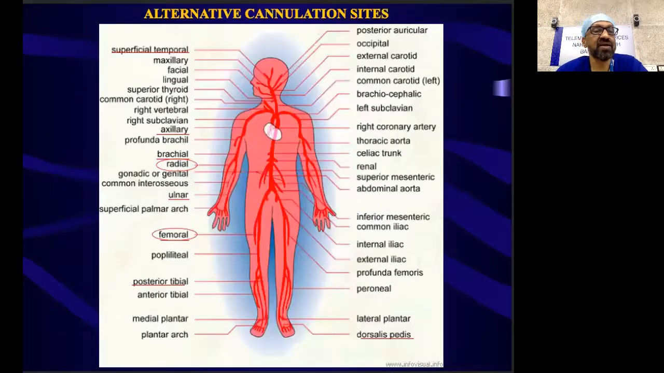Coming to the sites of arterial cannulation, the most commonly used sites are the radial artery and the femoral artery. Additionally, superficial temporal, axillary, brachial, ulnar, posterior tibial, and dorsalis pedis artery can be used for arterial pressure monitoring, but by and large, the radial artery is the most common site for invasive blood pressure monitoring because it is technically easy to cannulate, there's a collateral circulation present for the arm, and complications are rare.